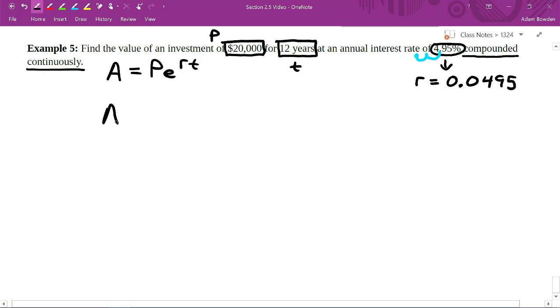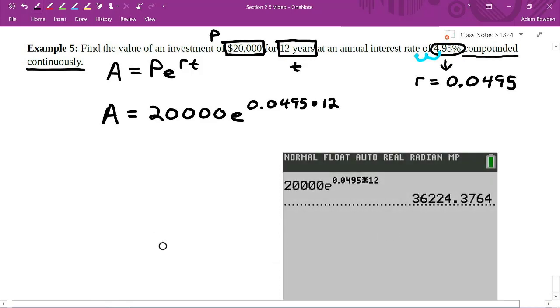If we plug this into the formula, it would go 20,000 E raised to the 0.0495 times 12. We can plug this in the calculator. It does have a function for E, so if we plug that in and round it off to the nearest cent, it'll come out to be $36,224.38.